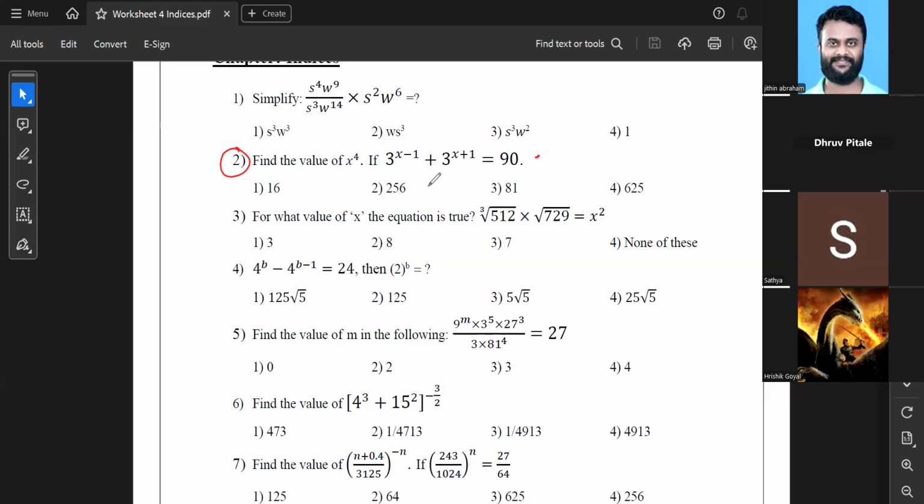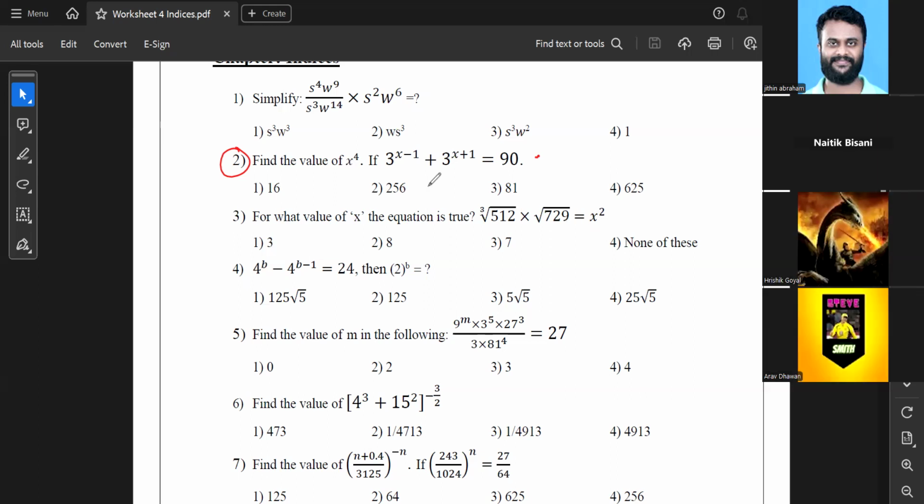Rather than solving the question and then reaching the answer, it is better to do the reverse approach. Let's start from the options and see whether we are satisfying LHS and RHS. So x raised to 4, if I go for 16, basically 16 is 2 raised to 4. So maybe I can use 2 and check whether I'm going to satisfy the answer.